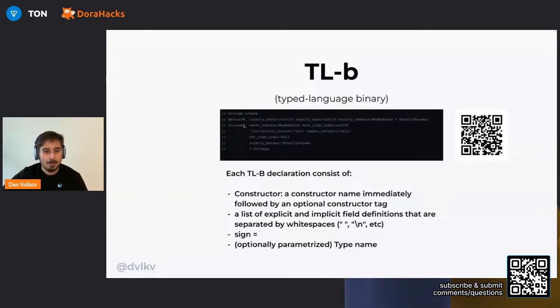Okay, so the TLB of the collection has the owner address in storage. After that comes the next item index with the type of uint64. Then goes a reference with two references inside: collection content and common content. Let's call it content root. Next reference is the NFT item code, and the last one is royalty params.